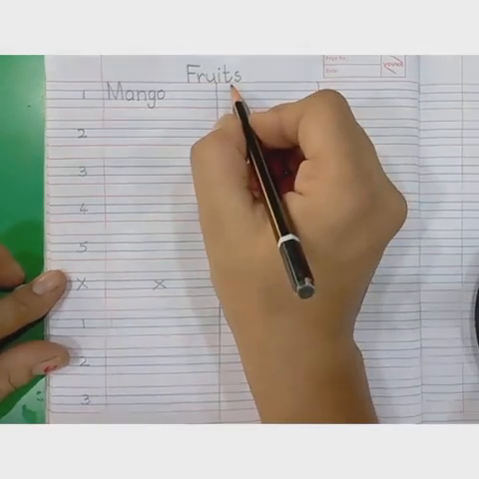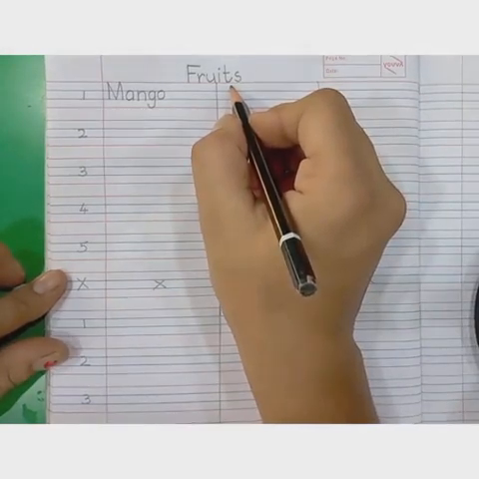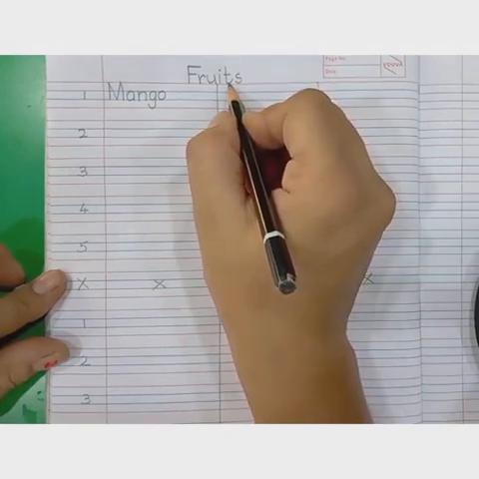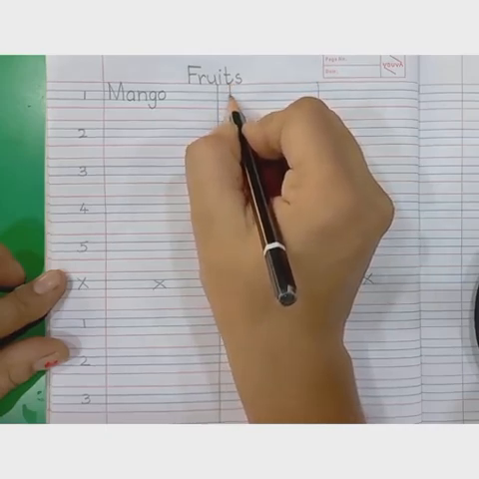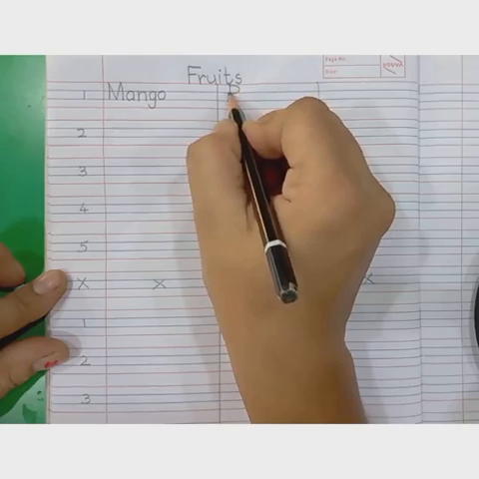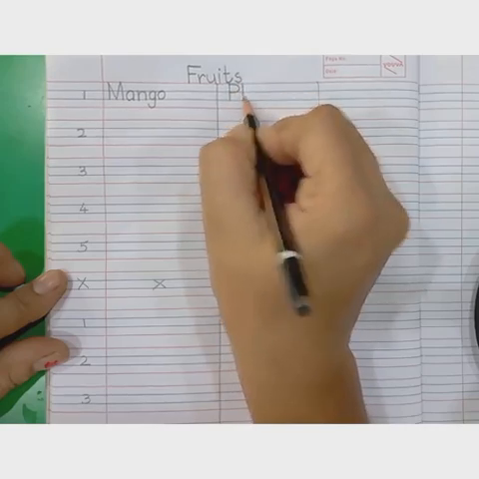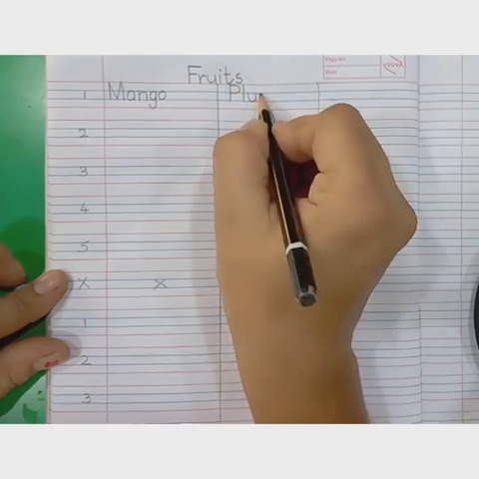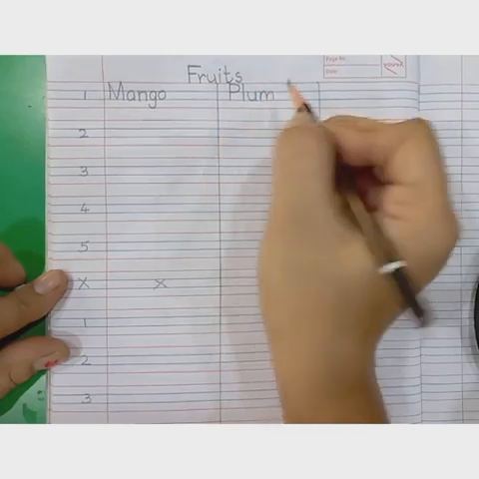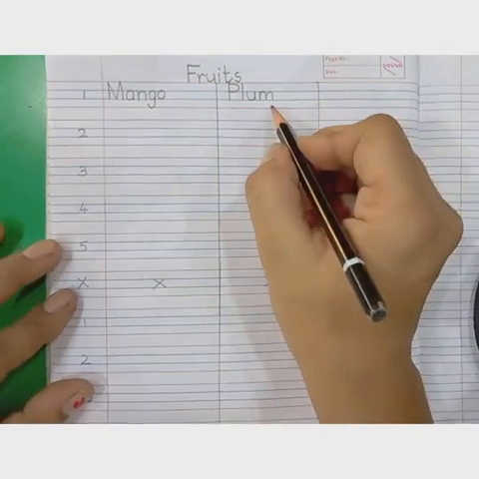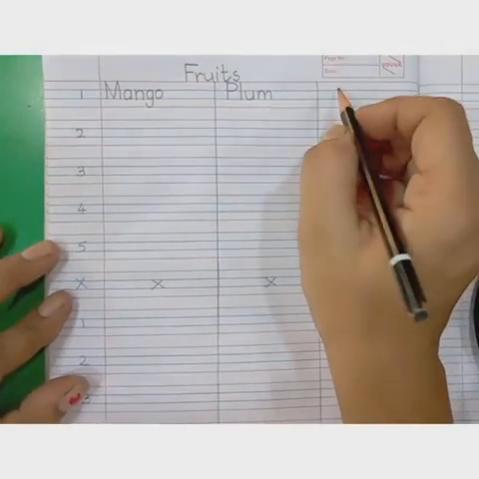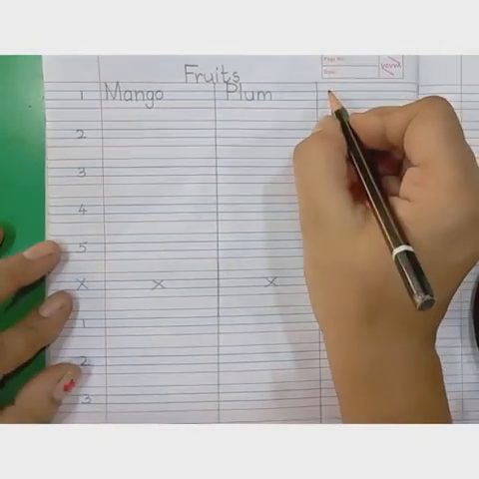After mango, we will write plum. P-L-U-M, plum. So again, first alphabet will be capital. P L U M, plum. Now after plum, we will write pineapple.